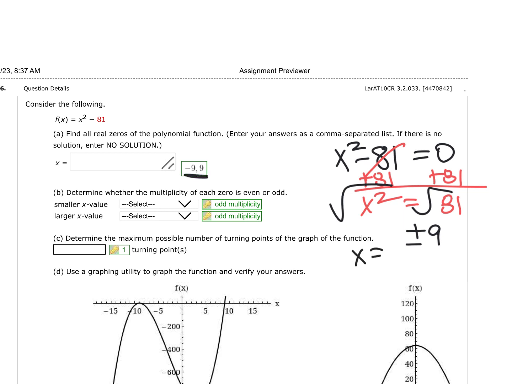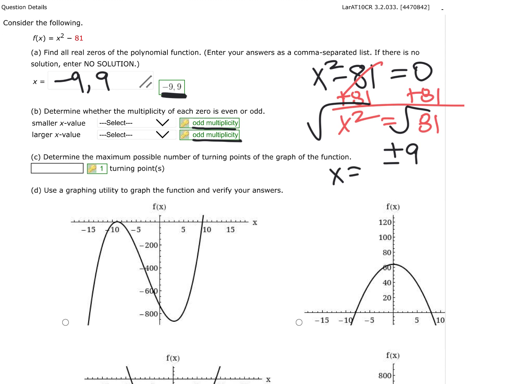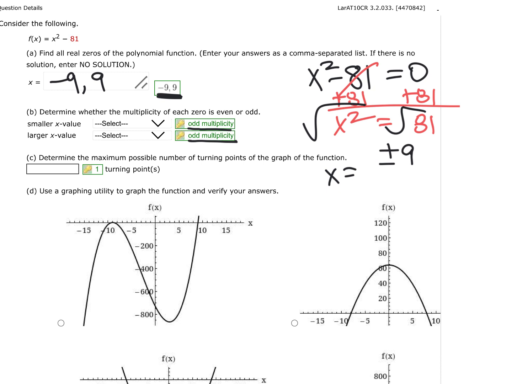So you can see here, they want us to list that with just commas in between. And then for my smaller x value, the multiplicity would just be 1 because I only got negative 9 one time. And so we would say odd multiplicity. And then the same would be true for the larger since we only got it 1 time. And then determining the maximum number of turning points of the function. Well, if we have 2 zeros, we're only going to have 1 turning point. If we had 3 zeros, the maximum would be 2. If we had 4 zeros, it would be 3, and so on. So that's how we get 1 here for our turning point.